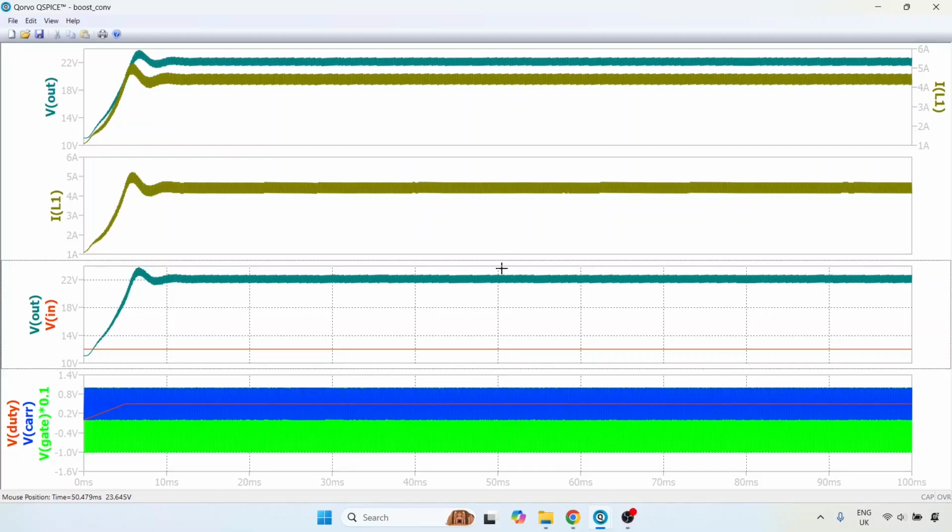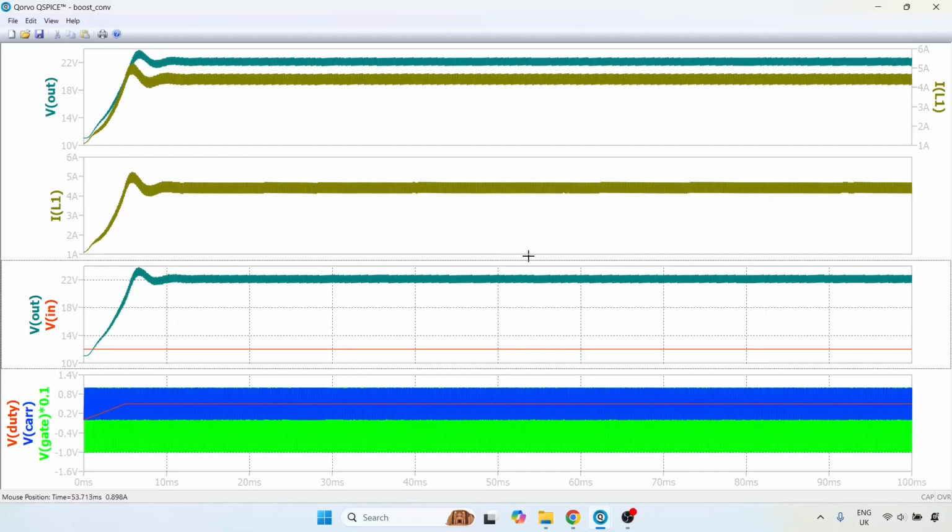I would recommend you to change the duty cycle, or rather the duty ratio, not the duty cycle, to some other value and verify for yourself that the output voltage is exactly as desired. That is, it conforms to that equation of 1 upon 1 minus D, which is the expression between the output voltage and the input voltage, right?